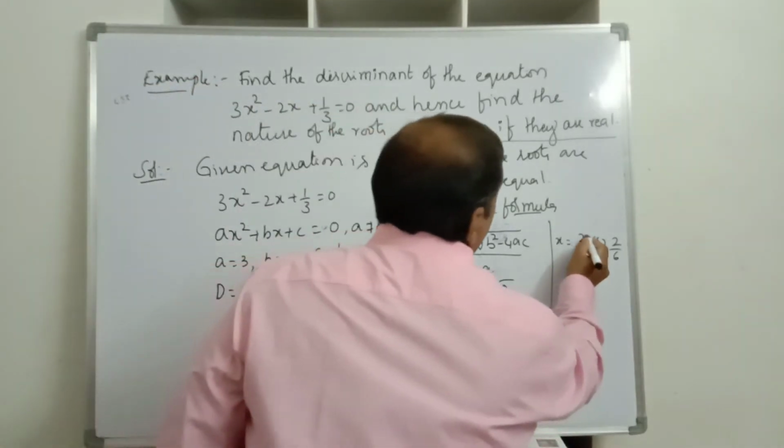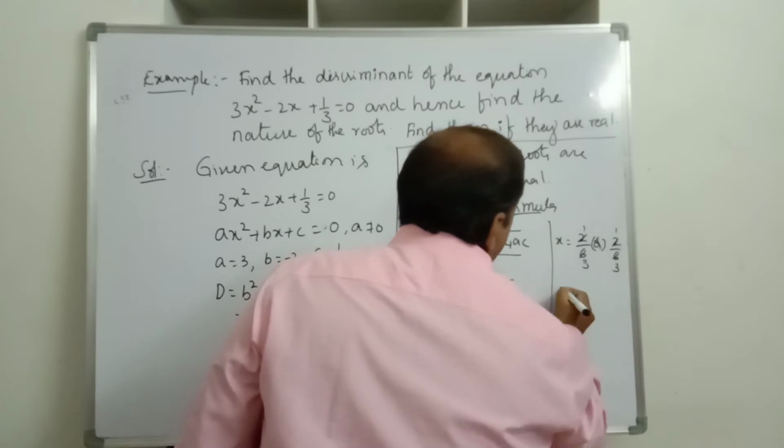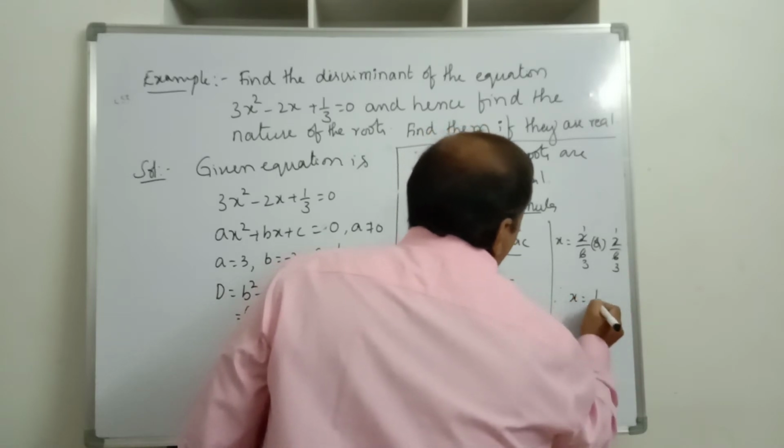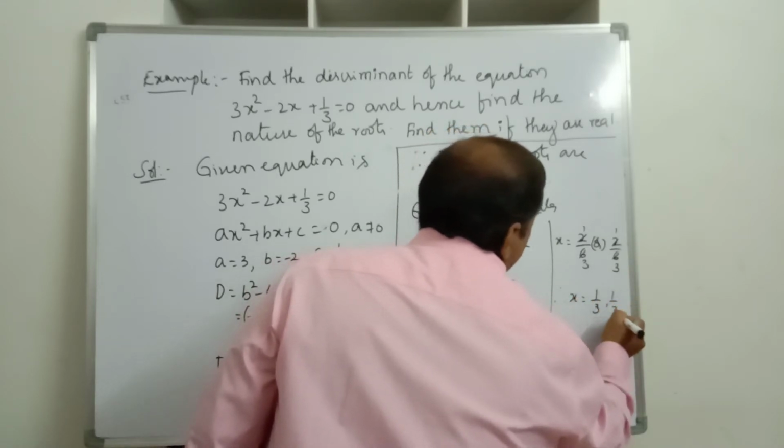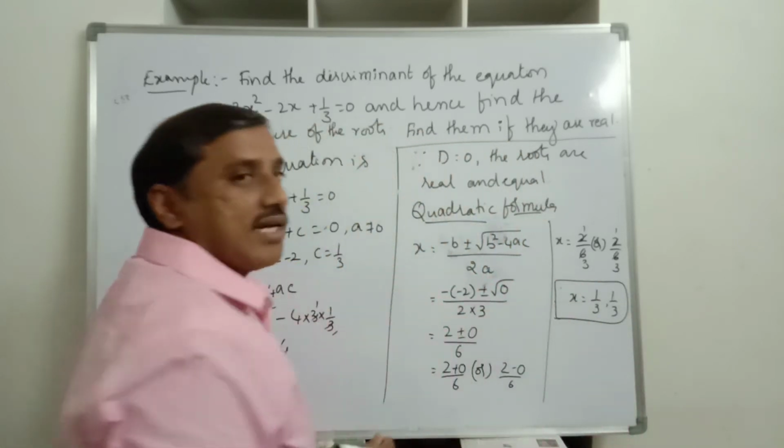Now simplify it. 2 1s are 2, 2 3s are 6. Therefore, x is equals to 1 by 3, 1 by 3. The two roots are equal.